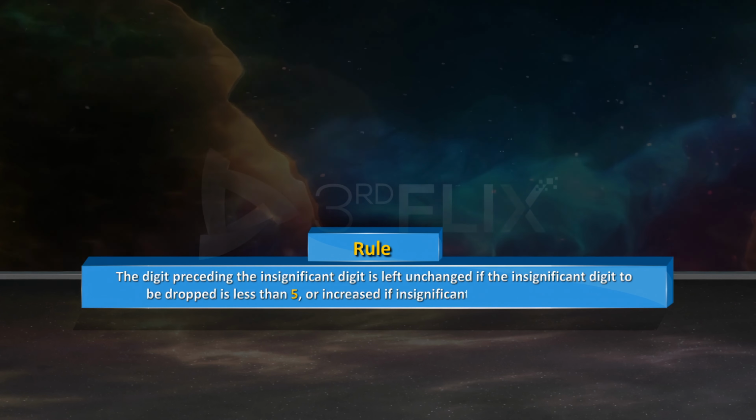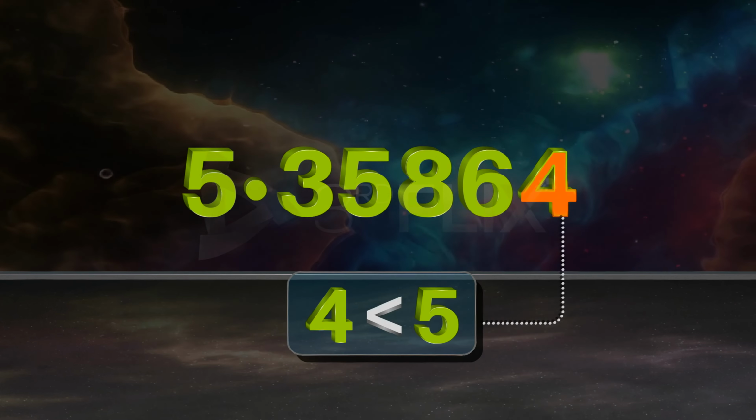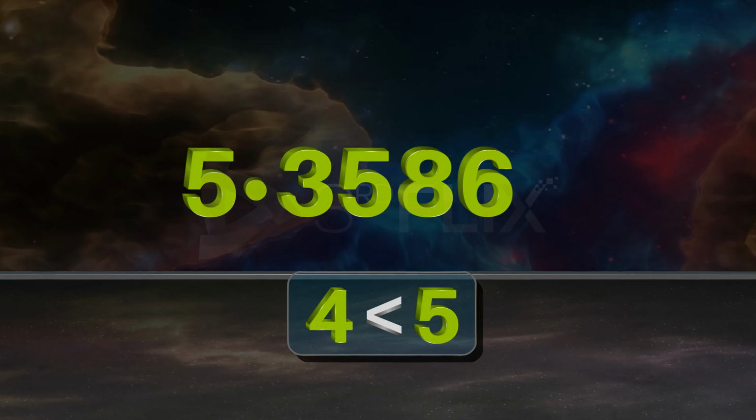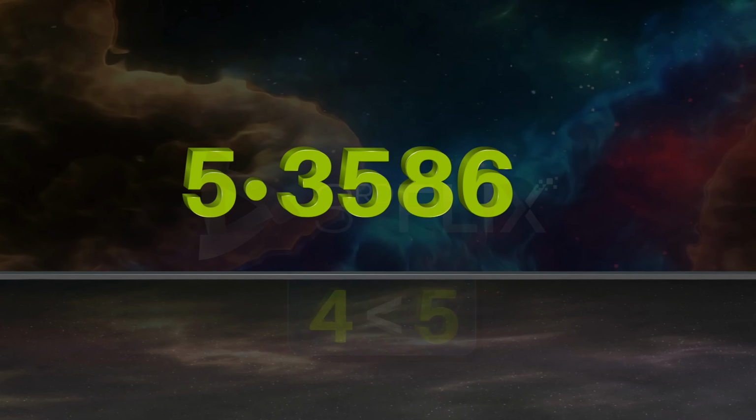Suppose we need to round off 5.35864 to just 3 significant figures. Last insignificant digit, 4, is less than 5. So, when 4 is dropped, the digit preceding it, that is 6, is left unchanged. 6 becomes the next insignificant digit, which is greater than 5. So, when 6 is dropped, 8 is increased by 1.